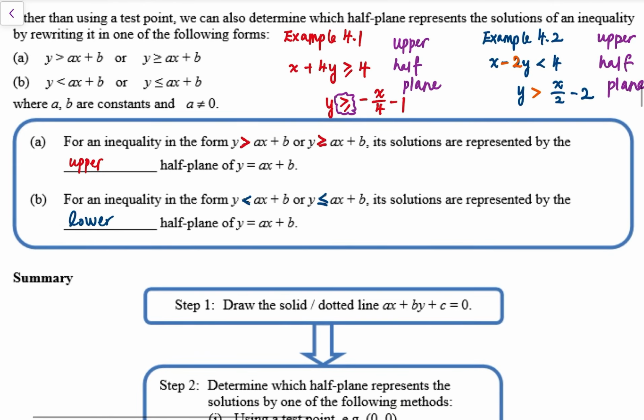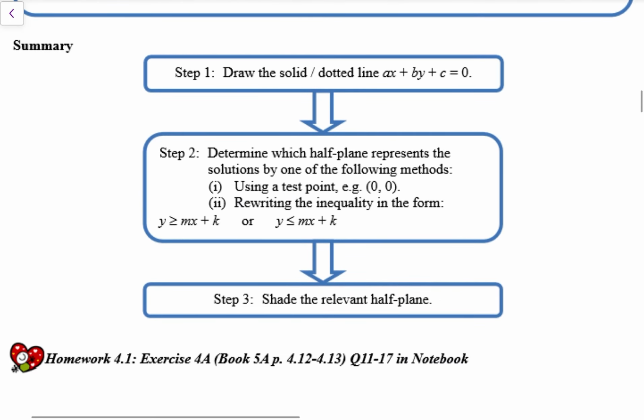So in summary, in order to solve an inequality in two unknowns graphically, we have to draw either the dotted or the solid line. It depends on whether the inequality is greater than or equal to, less than or equal to, or greater than or less than. For greater than or less than, you use the dotted line.